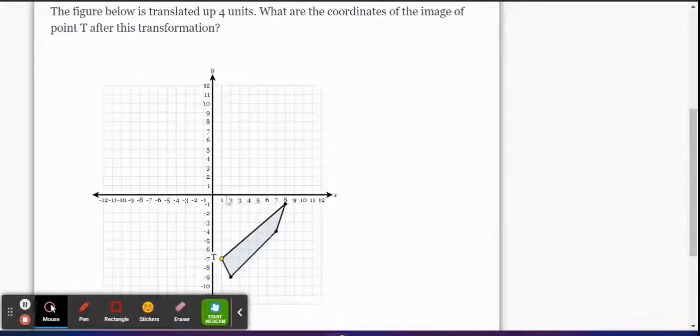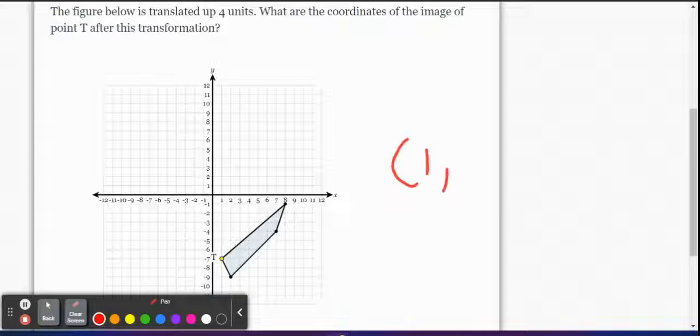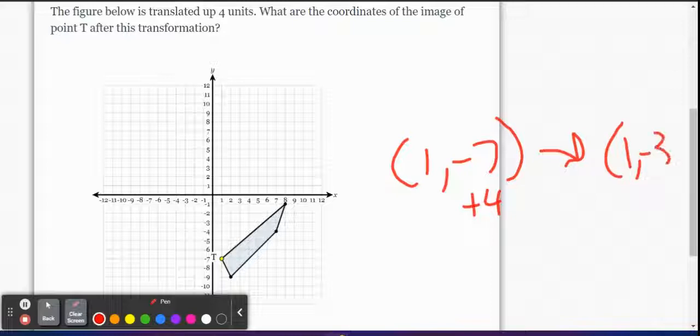So this first one looks like it's a translation. So I'm translating this up 4. Now I prefer doing it on the grid. So if I translate it up 4, I go 1, 2, 3, 4. It is the point 1, -3. So I take 1, -7, and then I go up 4 on the y-axis, right? And it ends up being 1, -3. Okay, that's another way you could do it just by handwriting it.